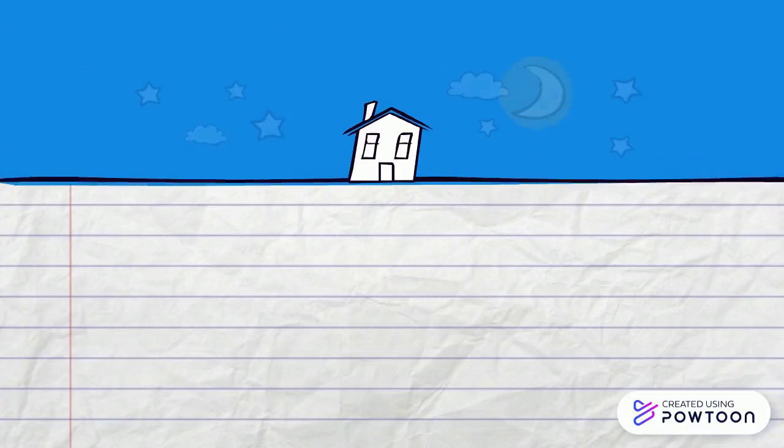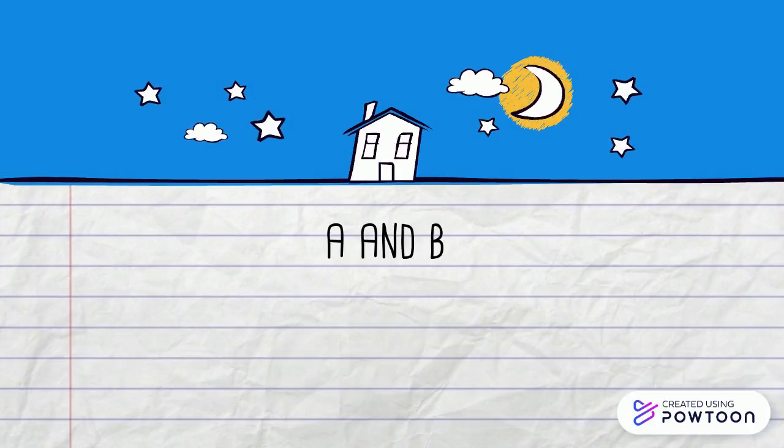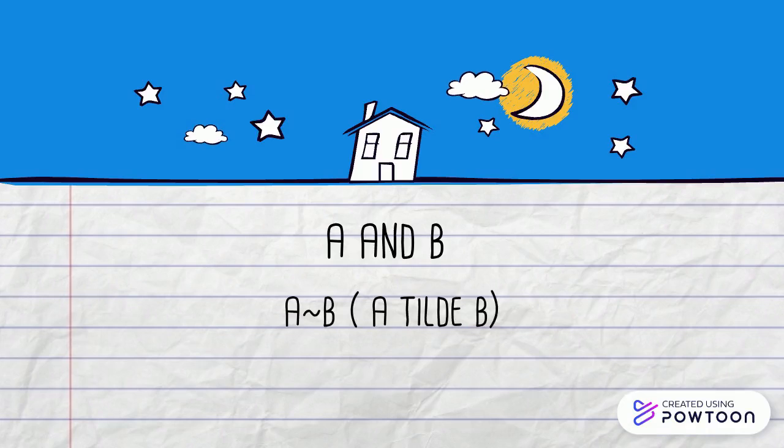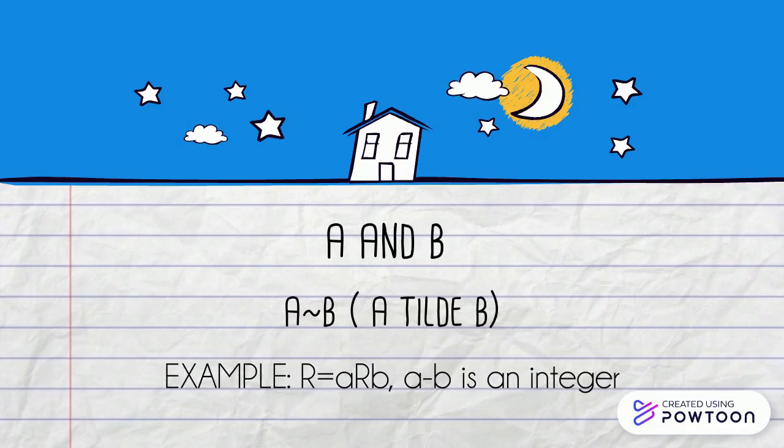We are given two elements named A and B. The elements A and B that are related by an equivalence relation are called equivalent. In this case, A tilde B is denoted. For instance, a relation R is defined on the set of real numbers as ARB given A minus B is an integer. Is it an equivalence relation?